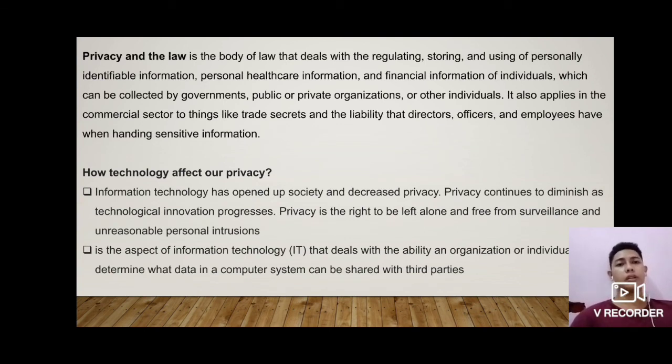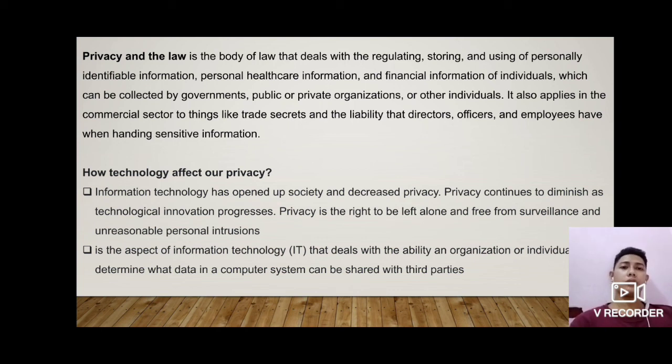Privacy and the law is the body of law that deals with the regulating, storing, and using of personally identifiable information, personal healthcare information, and financial information of individuals, which can be collected by government, public, and private organizations or other individuals. It also applies in the commercial sector and to things like trade secrets and the liabilities that directors, officers, and employees have when handling sensitive information.